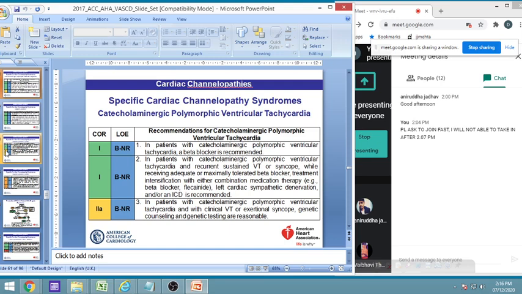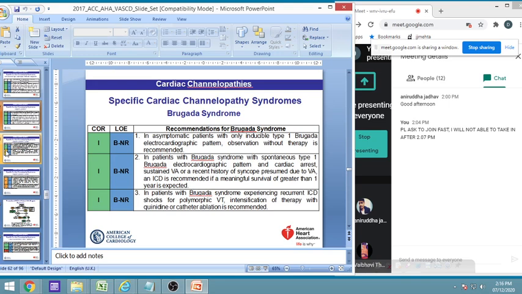In polymorphic ventricular tachycardia, recurrent sustained ventricular tachycardia or syncope, when we are giving the maximum tolerated beta blocker, treatment intensification can be done with other drugs, or ICD can be recommended when other drugs cannot be used. In the patient with catecholaminergic polymorphic ventricular tachycardia with clinical ventricular tachycardia, genetic counseling and genetic testing are done, to see whether it is because of a genetic reason, and then accordingly we can go for that line of action.